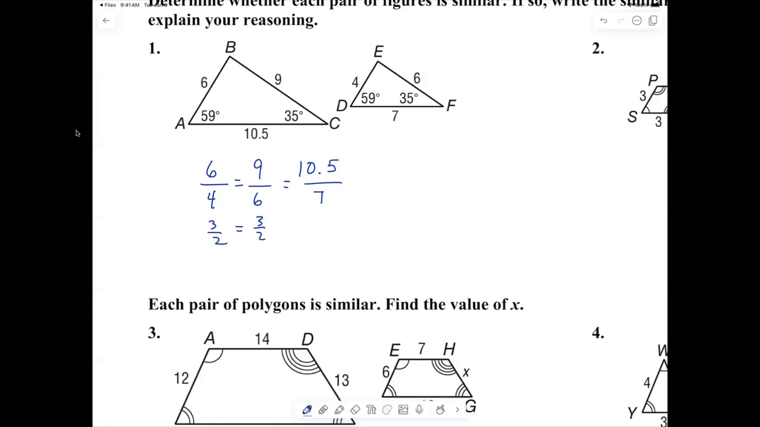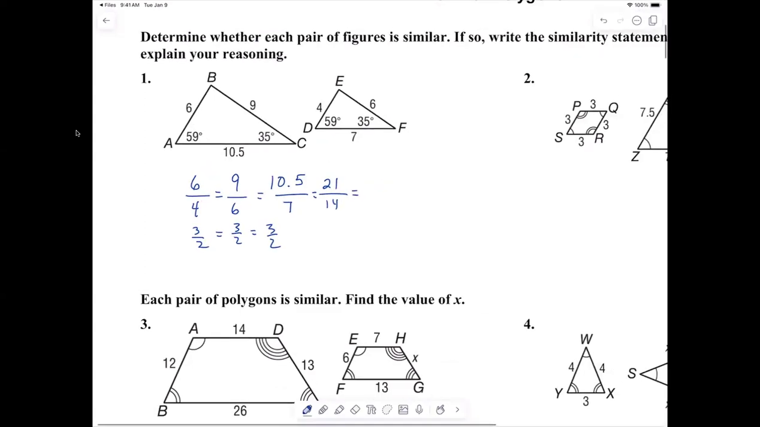Now, for those of you who are not happy with doing division, which I never was, so I avoided division at all cost. When I have 10.5 divided by 7, when I have decimals, I just doubled it. 10.5 times 2 is what? 21, and 7 times 2 is what? 14. All right, now it's easier for me to reduce the 21 and the 14. What is 21 and 14 reduced to? 3 over 2.